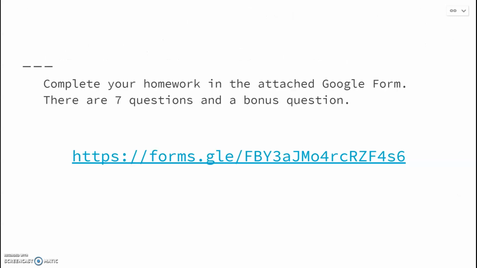And then your homework. There are 7 questions and a bonus question. The top of the form tells you where they're at in your workbook. Make sure that you complete all of these questions.